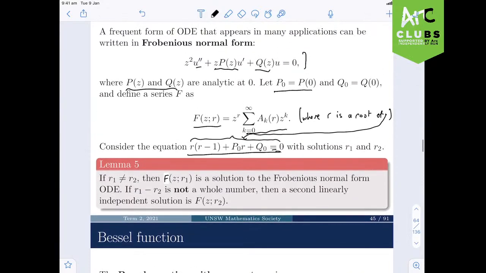And we have a lemma. If the solutions to this indicial equation are different, then f, the series, replacing r with r1, is a solution to the Frobenius normal form ODE. And further, if r1 and r2 don't differ by a whole number, then a second linearly independent solution is just putting in r2 for r in this series.